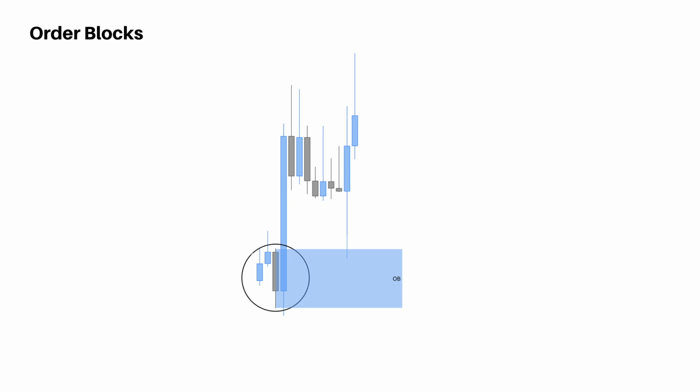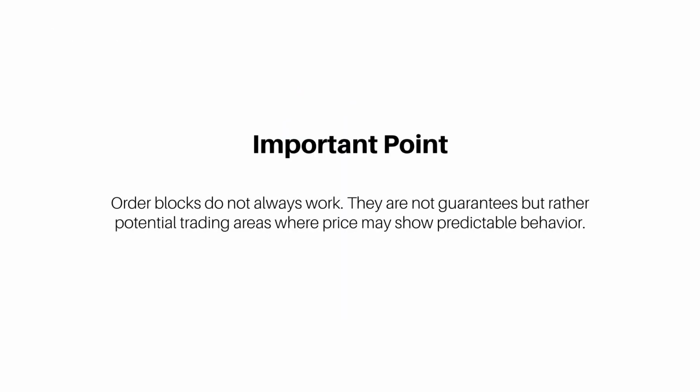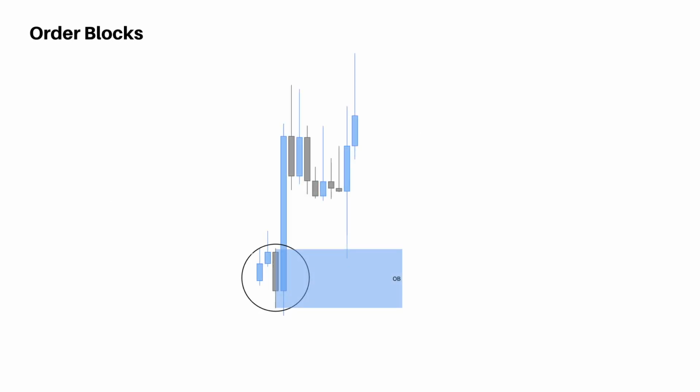However, the strength of that reaction depends on whether unfilled orders still remain within the order block. It's important to note that order blocks do not always work. They are not guarantees, but rather potential trading areas where price may show predictable behavior. Like any trading tool, order blocks should be used alongside other concepts and confirmations to increase their probability of success.